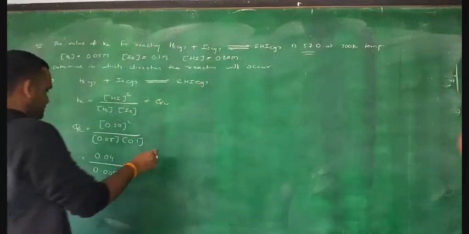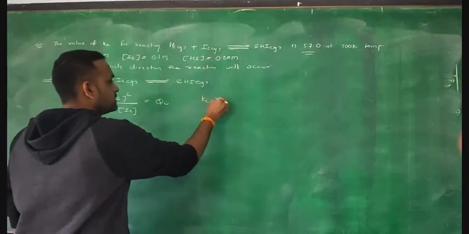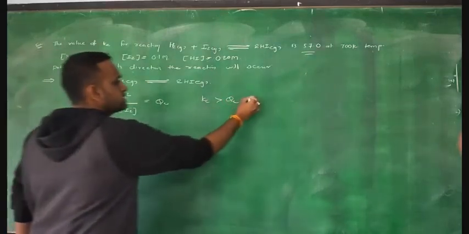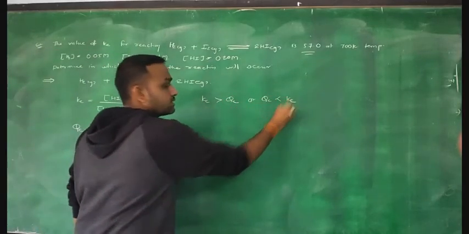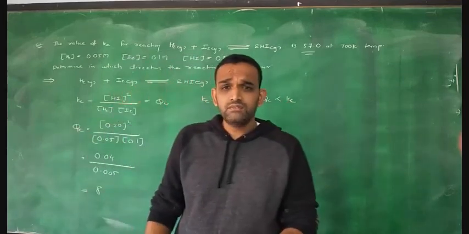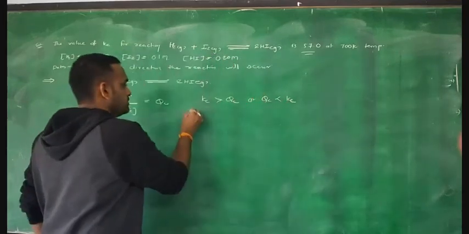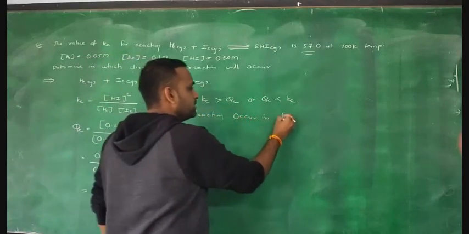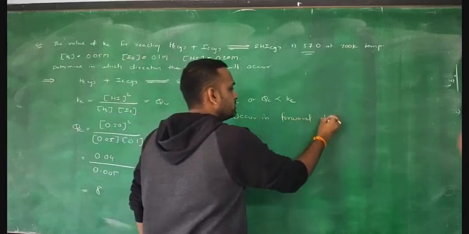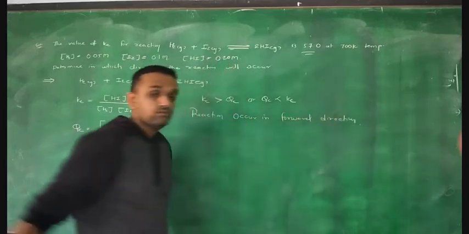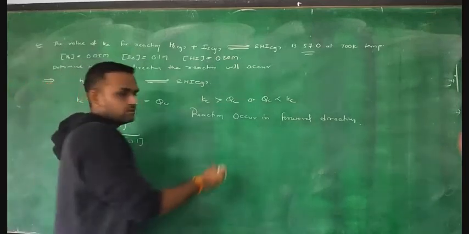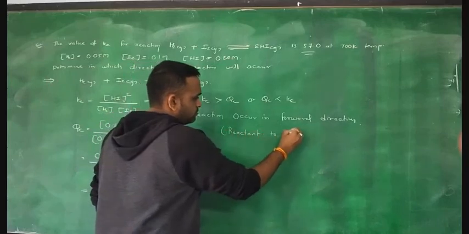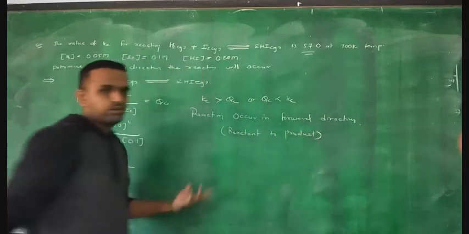So I can say that Kc is greater than Qc, or you can say Qc is less than Kc. That's why we can say the reaction will occur in the forward direction. अभी भी हमने देखा forward direction. Forward direction means from reactant to product, right? चलो नोट डाउन कर लो.